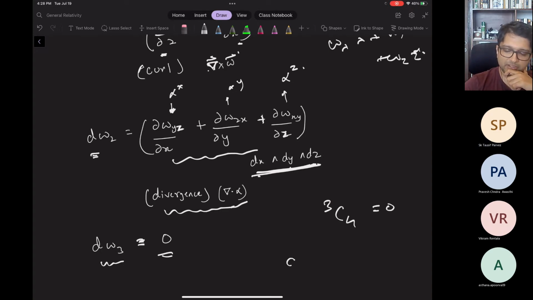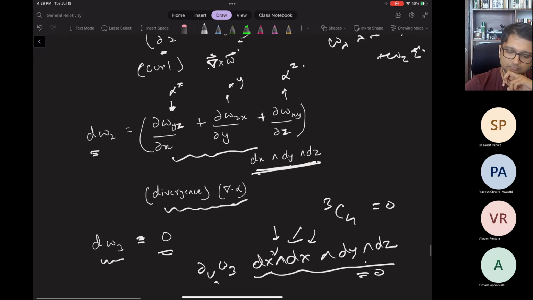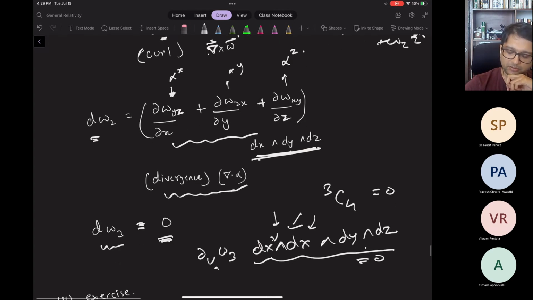Or if you look at the definition, your 3 form is already this, right? And if I differentiate it, I'm doing a dx nu wedge this, some partial nu of omega 3, and I have to sum over all these nu indices. Now, it doesn't matter what I put here, whether dx, dy, dz, in 3 dimensions, if I repeat the index anywhere inside this wedge product, then this is automatically 0 because this has to be anti-symmetric in every 2 indices. So d omega 3 is 0, or another way of saying it is 3C4 is 0. In fact, you define this to be 0.